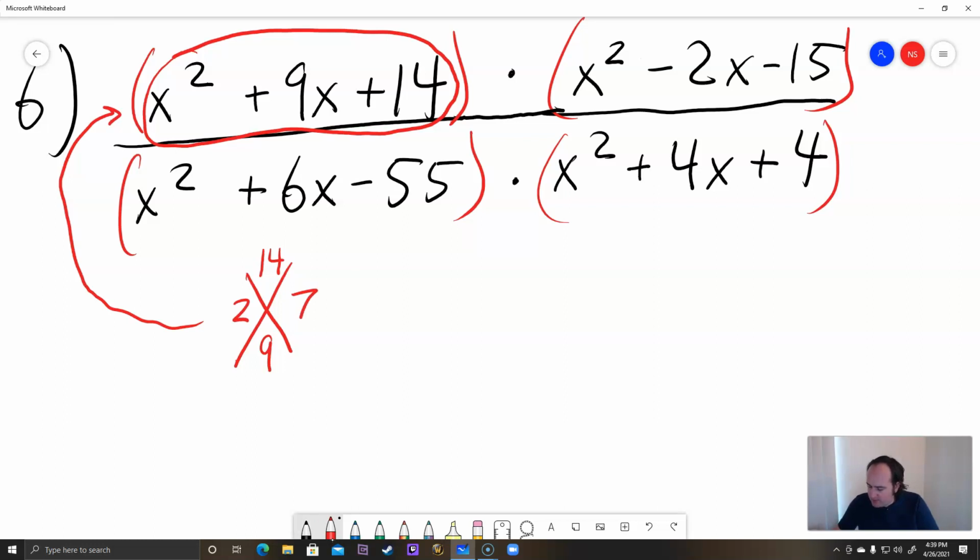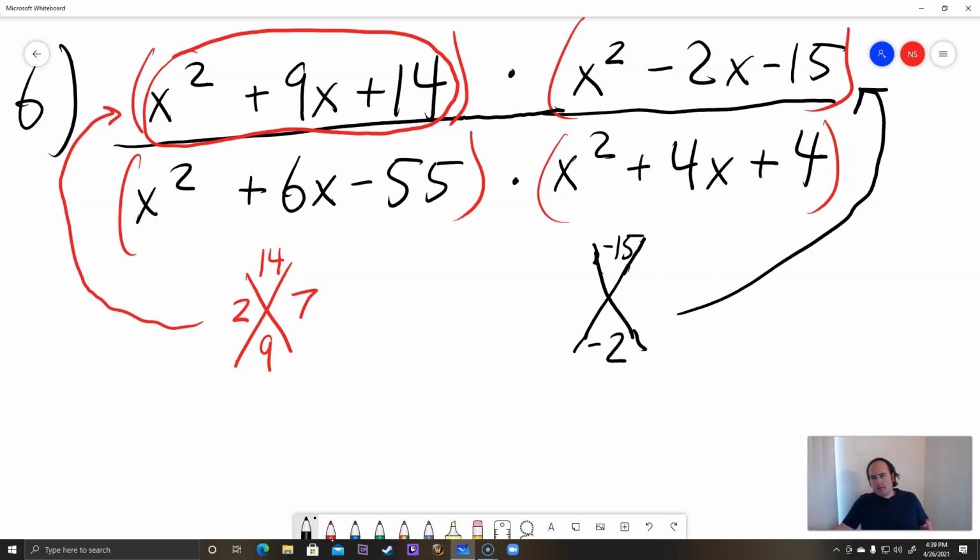Now for top right, I'm going to go ahead and use black. So for top right, on the top of the x, we're going to have negative 15. And then on the bottom of the x, we have negative 2.